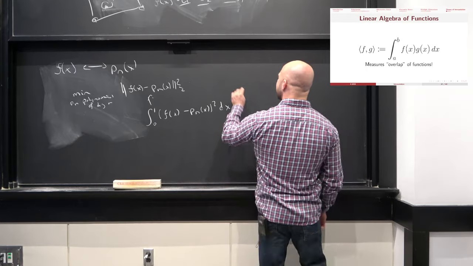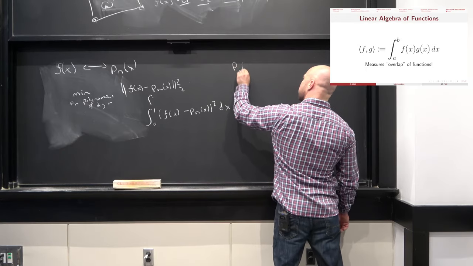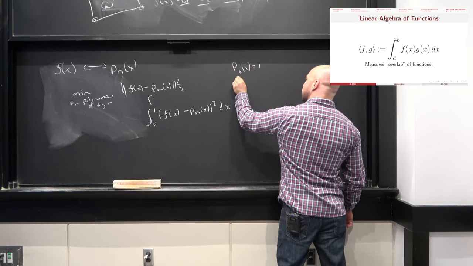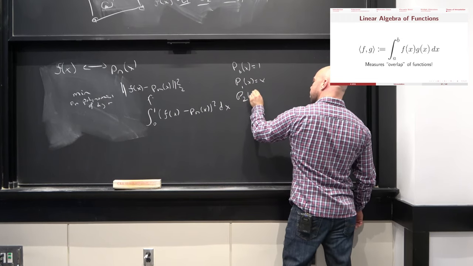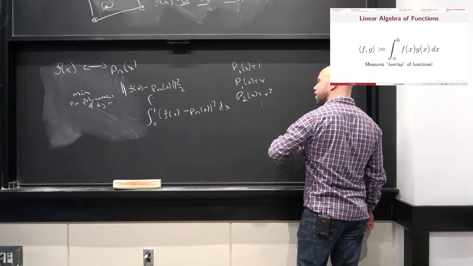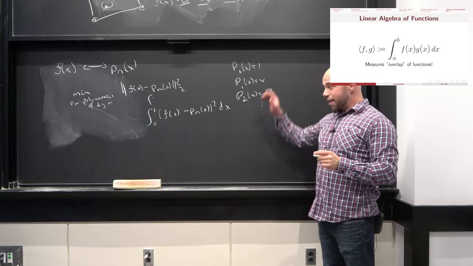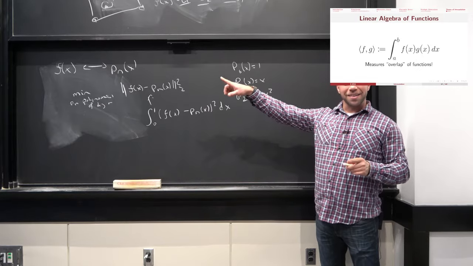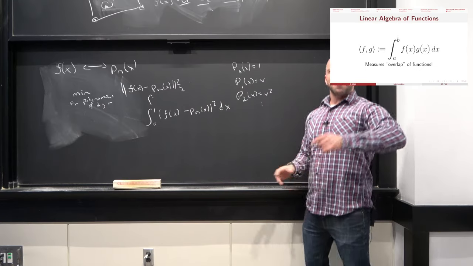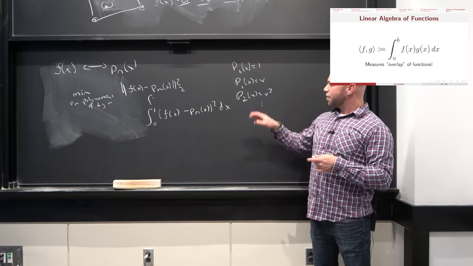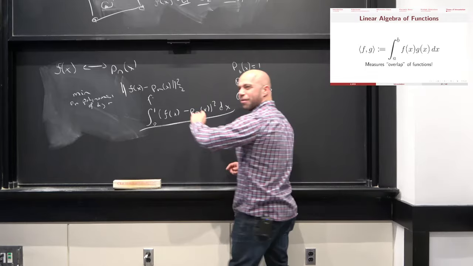So here's a really weird thing that I can do. I can take the monomial basis, so p0 of x equals 1, p1 of x equals x, p2 of x equals x squared, and so on. And I can apply Gram-Schmidt to this set with this inner product. This is an abstract thing, but it's going to give me yet another basis for polynomials. And it's kind of convenient for solving least squares problems like the one here.